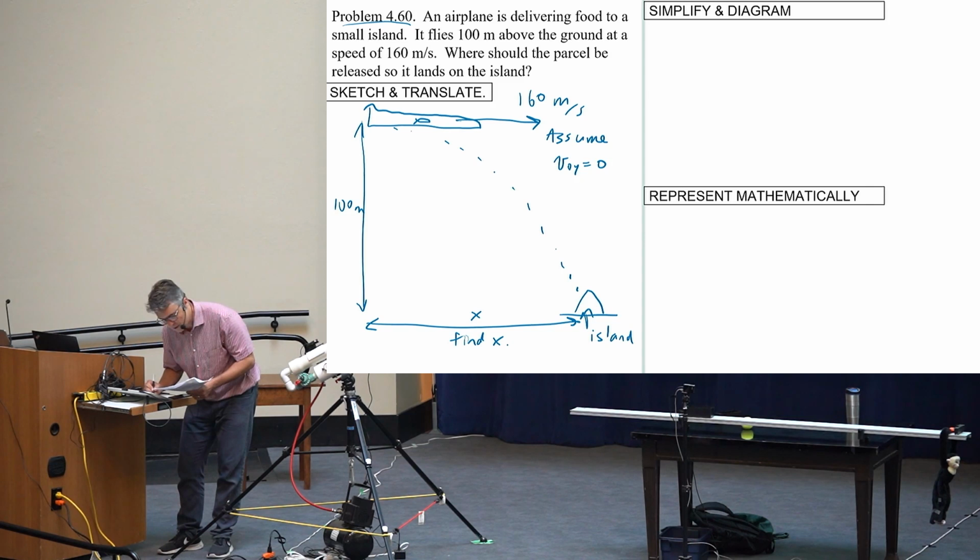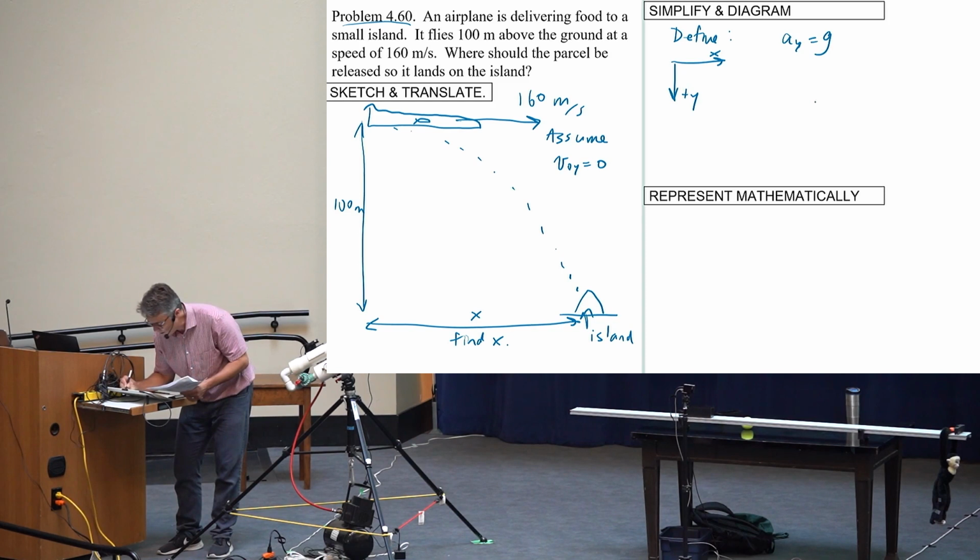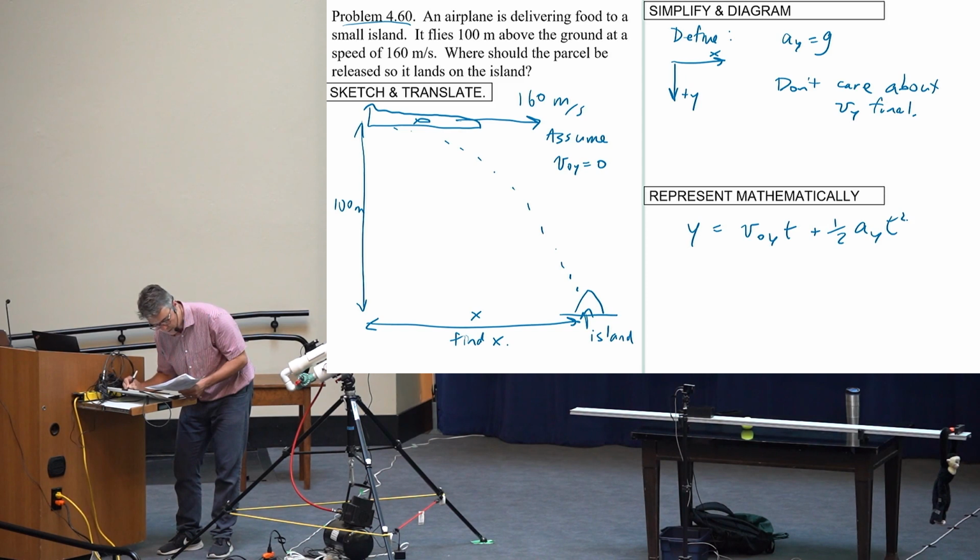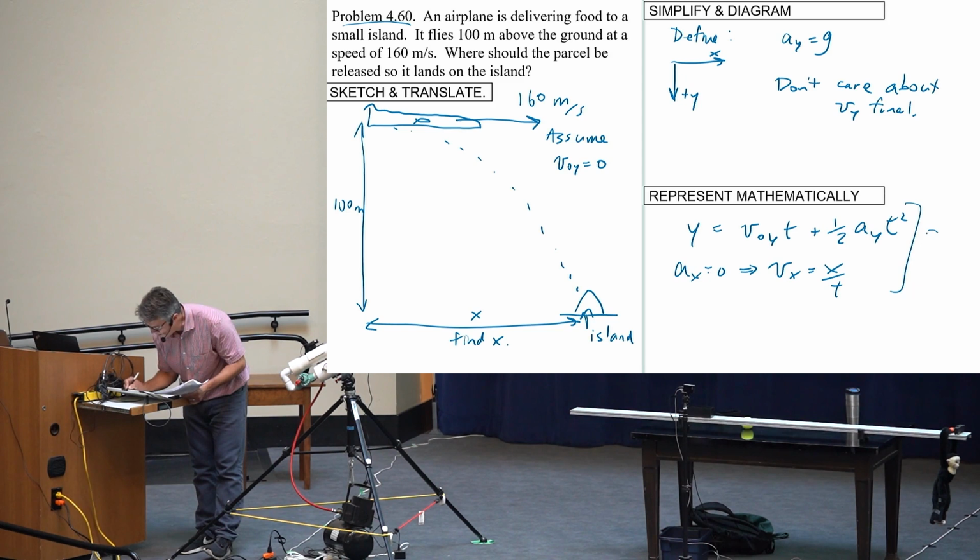So what I'll do is I can define my axes maybe to be x in this direction and then plus y to be down. So a sub y now just equals g. And I don't care, by the way, about the speed that it hits the ground, vy final. So the equation that I would use is y is equal to v0y t plus 1/2 a sub y t squared. And then the other thing is that a sub x is equal to 0, so just vx is equal to x over t. So I sort of have two equations and two unknowns. It's the same t for both.